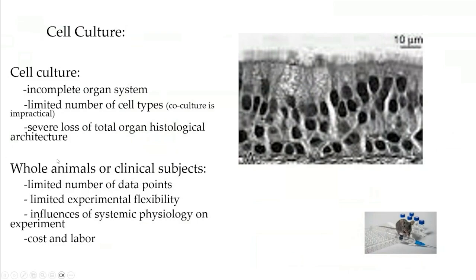With animals, you'll have a limited number of data points, because you can only run so many animals at one time. Unlimited experimental flexibility, and you will also have influences of systemic physiology on the experiment. So particularly with the endocrine system, but there's also substantial financial costs and labor involved in managing all the animals.